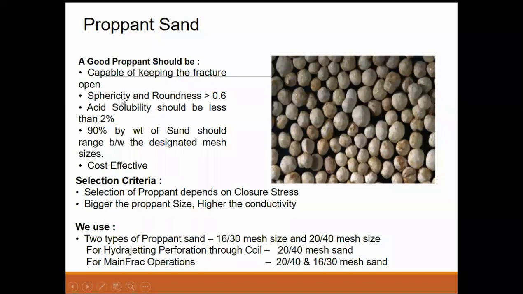There are certain parameters: sphericity and roundness. It should be round in nature, as close to a sphere as it can be, so that the permeability is more, because if you arrange spheres in a pack, they will have more permeability than a pack of particles which are not spherical, right? Acid solubility should be less than 2%. They should not be soluble in acid more than 2%.